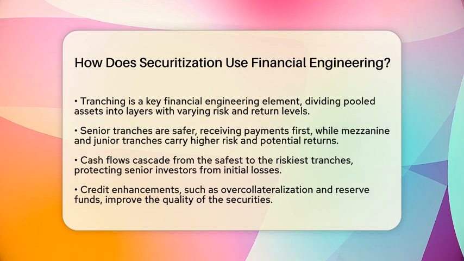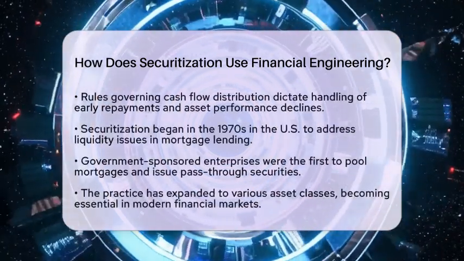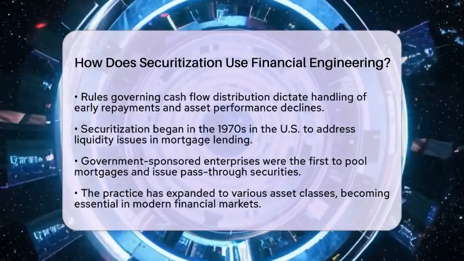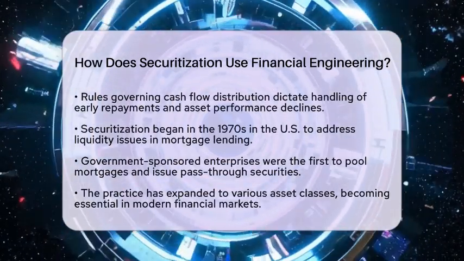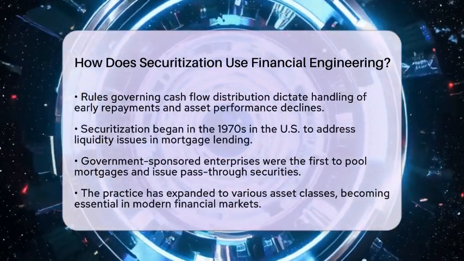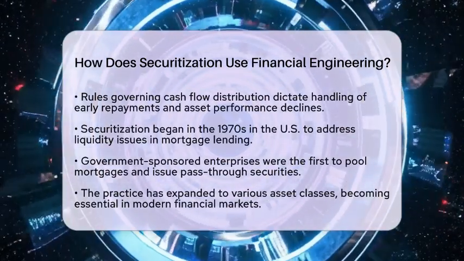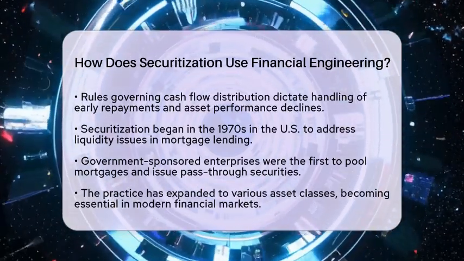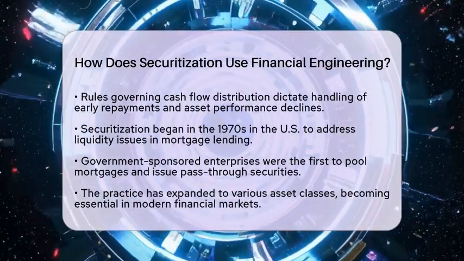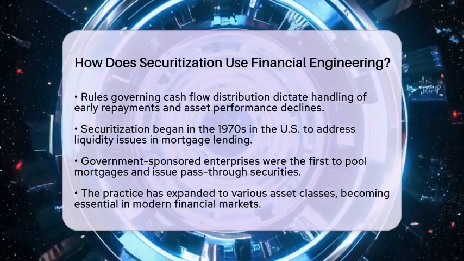Financial engineering also involves using credit enhancements to improve the quality of the securities. This can include over-collateralization, which means holding more assets than necessary to back the securities. Other enhancements might involve reserve funds or guarantees from third parties. The rules governing cash flow distribution are also detailed. They dictate how early repayments are handled and what happens if the performance of the assets declines.